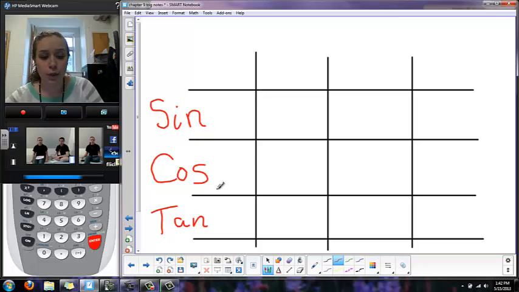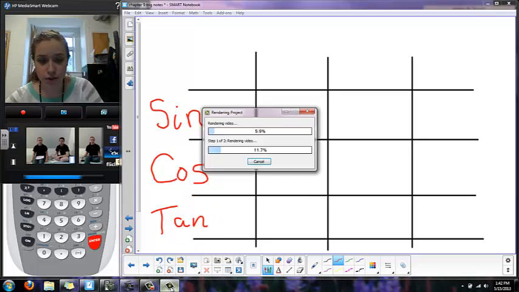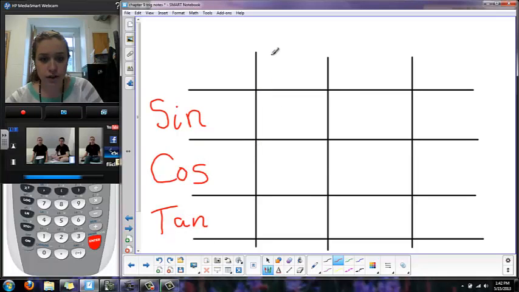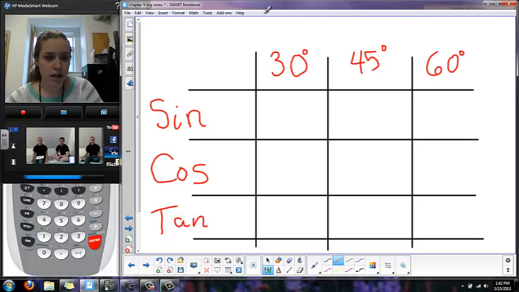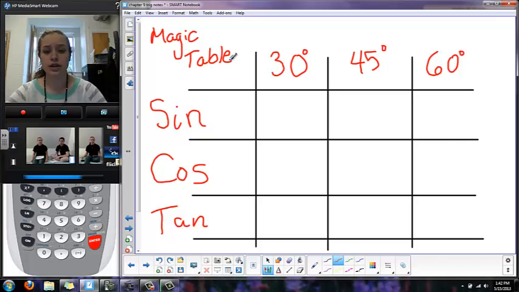Now we need to know the exact value of 30 degrees, 45 degrees, and 60 degrees. And we call this the magic table. It's really magical. I don't know if you were there the day that we did this, but I'm going to do it anyways. So here's how we make the magic table.